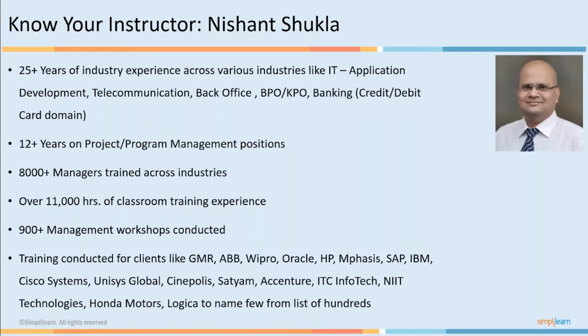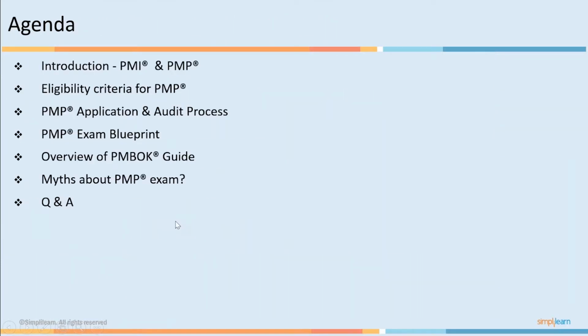Quickly moving on to the agenda, what we are going to cover today is a very quick introduction to PMI and PMP, though these are two names which do not require any introduction. Everyone knows about it. Then we'll talk about the eligibility criteria, what it needs to be eligible to take the PMP examination, how the application and audit process work, what exactly happens and how you should start. You'll get insight especially if you are planning to kickstart your application process or start your PMP journey. Then we are going to talk about the PMP Exam Blueprint, what all is covered, what the syllabus is, and we'll have myths about the PMP examination. And at the end, I'm going to cover a very quick overview of the PMBOK guide.